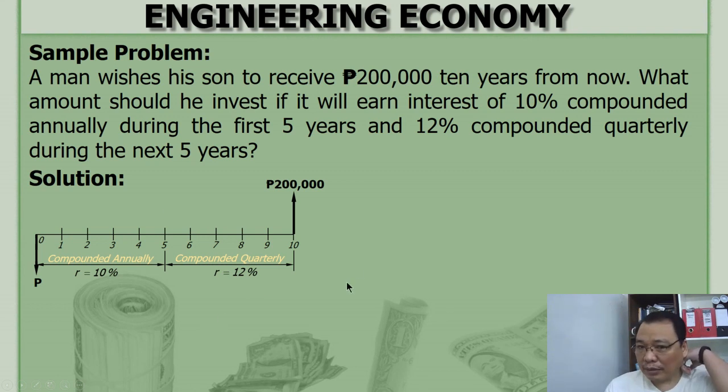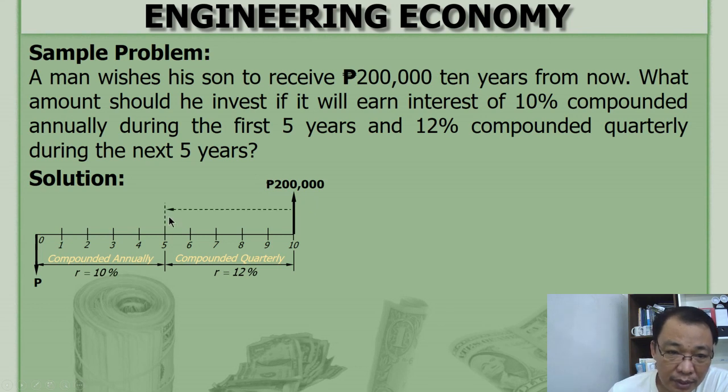What you will do is this one. You get the equivalent value of 200,000 referred to year zero, to equate it to P. So first, you need a compounding period. You cannot do it directly. So first, you get the equivalent value of 200,000 in year 5. So you project it to year 5.